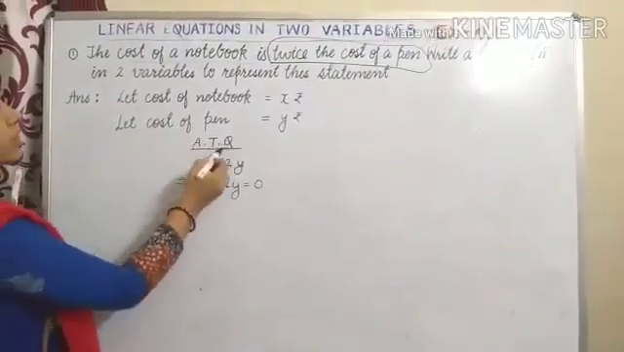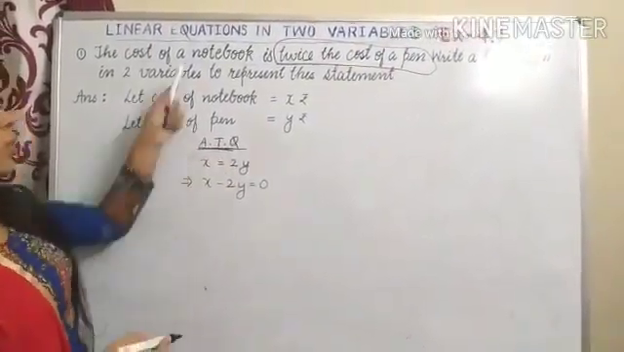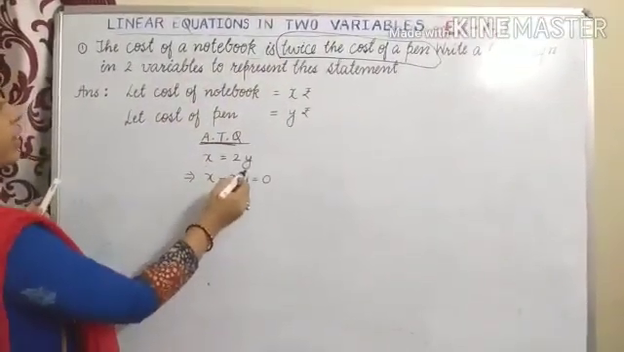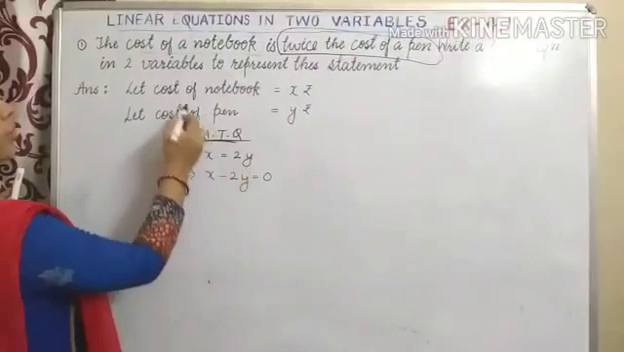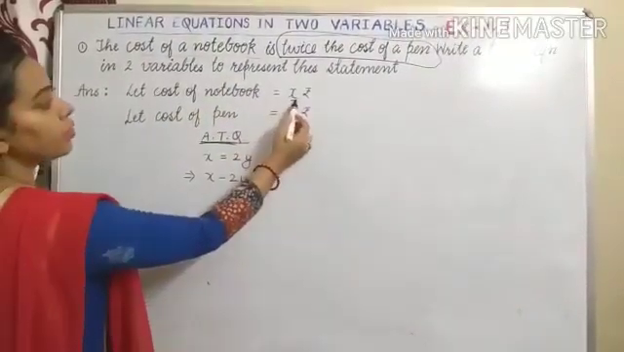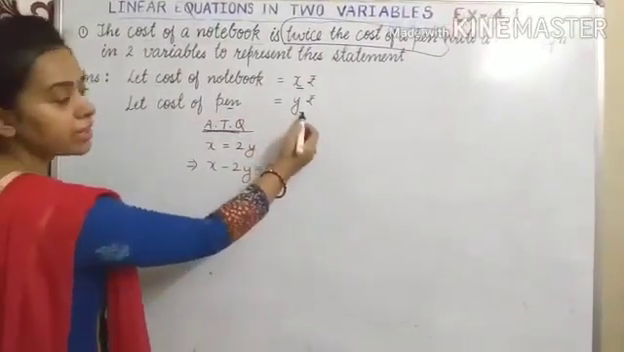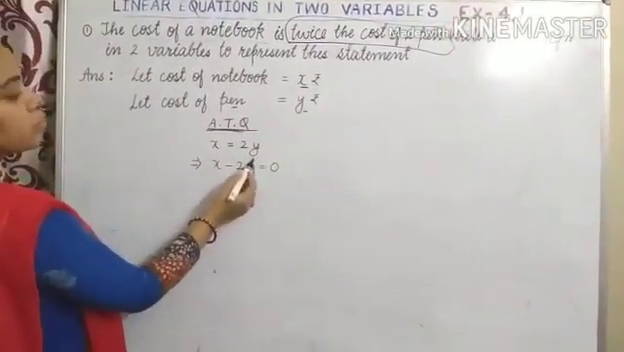So ATQ, that means according to the question, according to the given condition in the question, x is equal to 2y. Why is x equal to 2y? Because the cost of the notebook, which we have taken to be x, is double the cost of the pen, which we have taken as y. Hence x is equal to 2y.